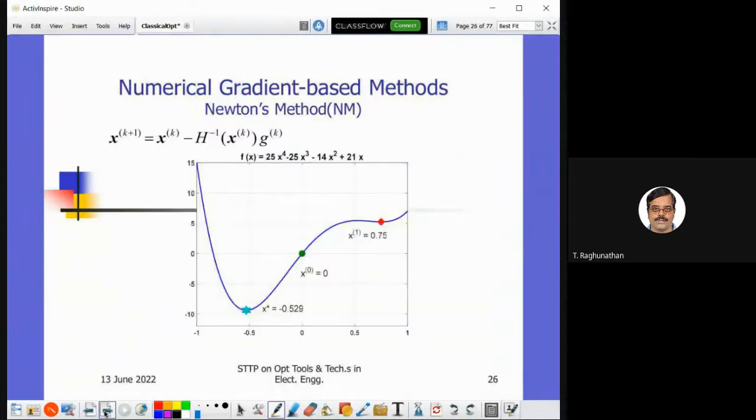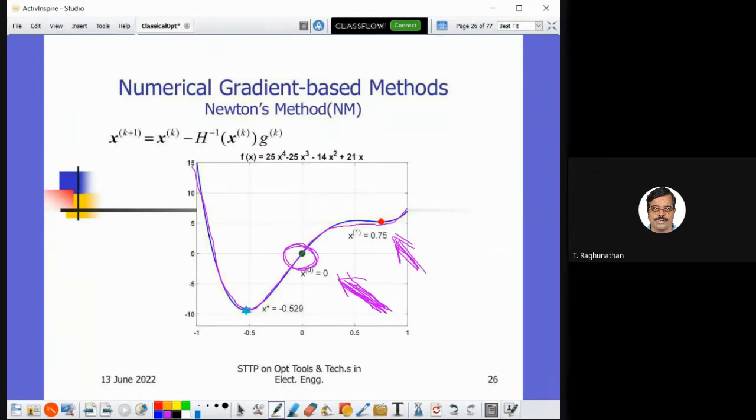my x of 0 is here. This is the graph of that function. I can also show this in MATLAB, but because repeatedly switching takes a lot of time, I'll skip that and try to minimize doing that. This is my x of 0. Now my x of 1 I found is here.